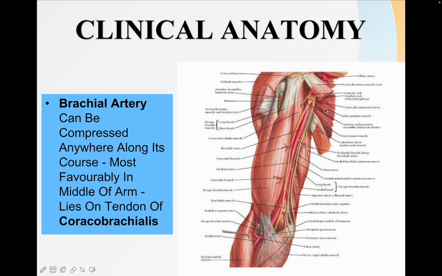The brachial artery, as I had already said, is superficial throughout, so it can be compressed anywhere, but its most favorable location is the middle of the arm because it lies on the tendon of coracobrachialis.